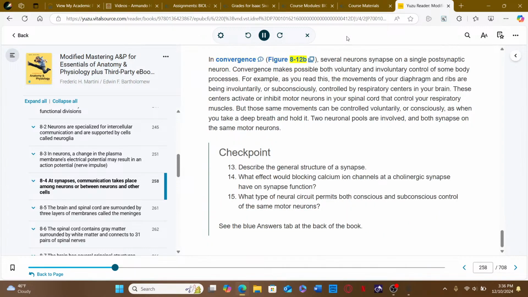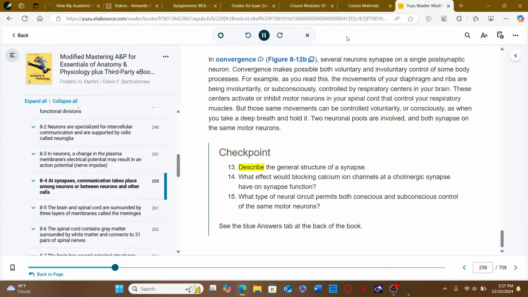In convergence, figure 8-12b, several neurons synapse on a single postsynaptic neuron. Convergence makes possible both voluntary and involuntary control of some body processes. For example, as you read this, the movements of your diaphragm and ribs are being involuntarily, or subconsciously, controlled by respiratory centers in your brain. These centers activate or inhibit motor neurons in your spinal cord that control your respiratory muscles. But those same movements can be controlled voluntarily, or consciously, as when you take a deep breath and hold it. Two neuronal pools are involved, and both synapse on the same motor neurons.